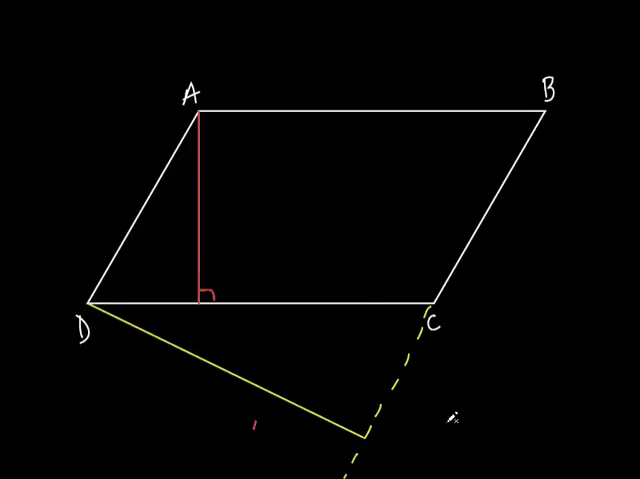Now, is that enough? No, I have to put a little perpendicular symbol there. You got it? And so that line right there is the distance from point D to line segment BC. Everybody see that? That's all you have to do. There's no math involved. All you have to do is draw it.